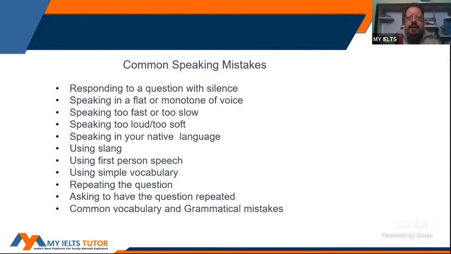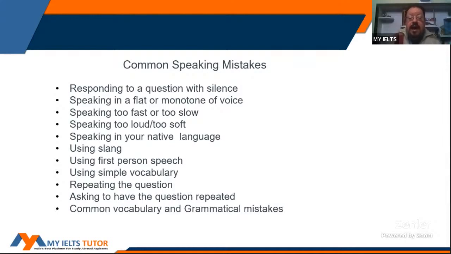Another thing is repeating the question. A lot of students repeat the question, not necessarily word for word, but they use a lot of words for repeating the question. And so what IELTS expects you to do is to paraphrase. So put other words, someone else's words, in this case the question, into your own words.